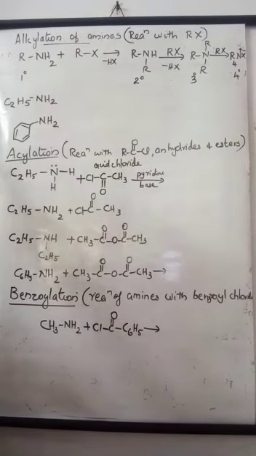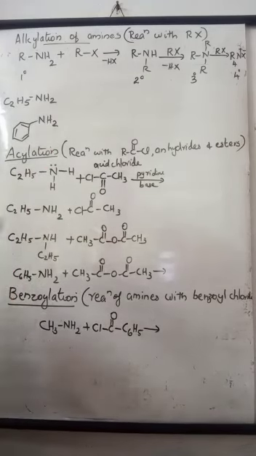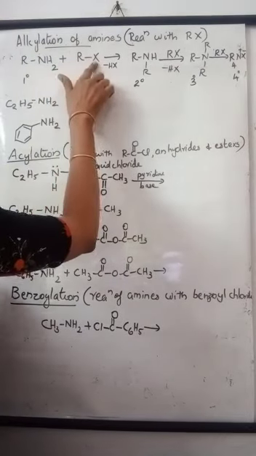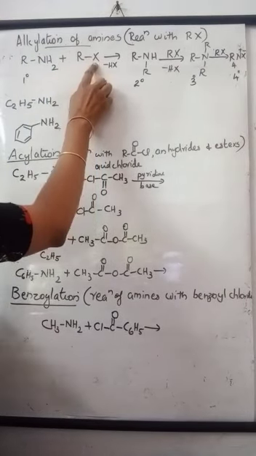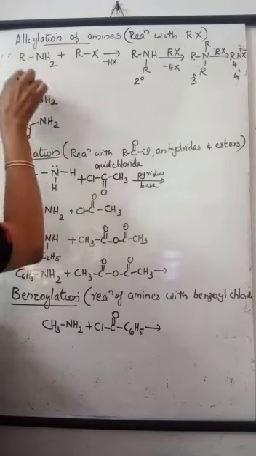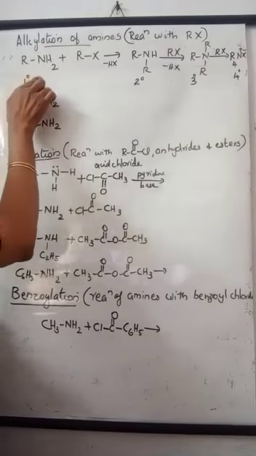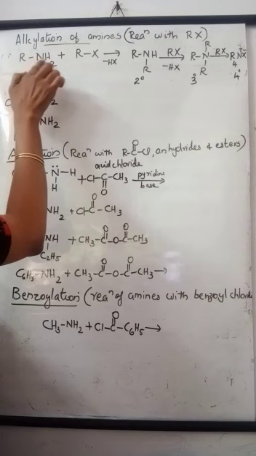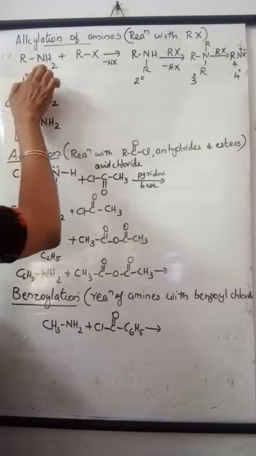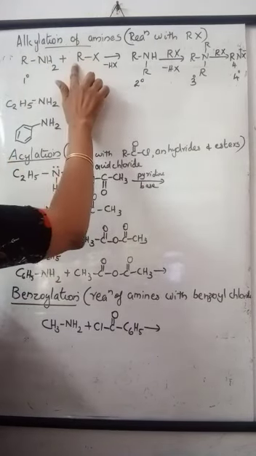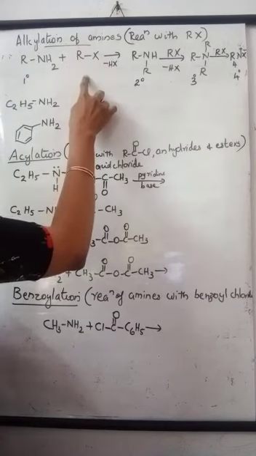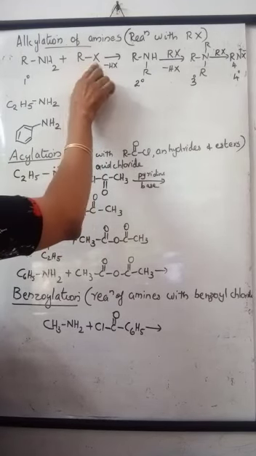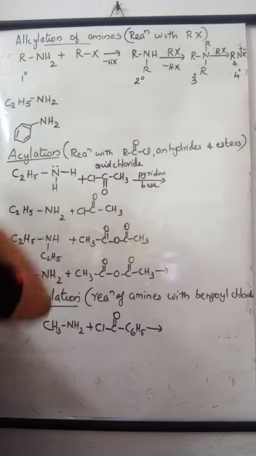RNH2, when reacting with an alkyl halide, involves a nucleophilic substitution reaction. In the alkyl halide, this halogen atom will be substituted by the nucleophile, the primary amine. Primary amine is a nucleophile. This RNH group substitutes the halogen here. The alkyl halogen bond breaks and this halogen atom will be substituted by the RNH group.